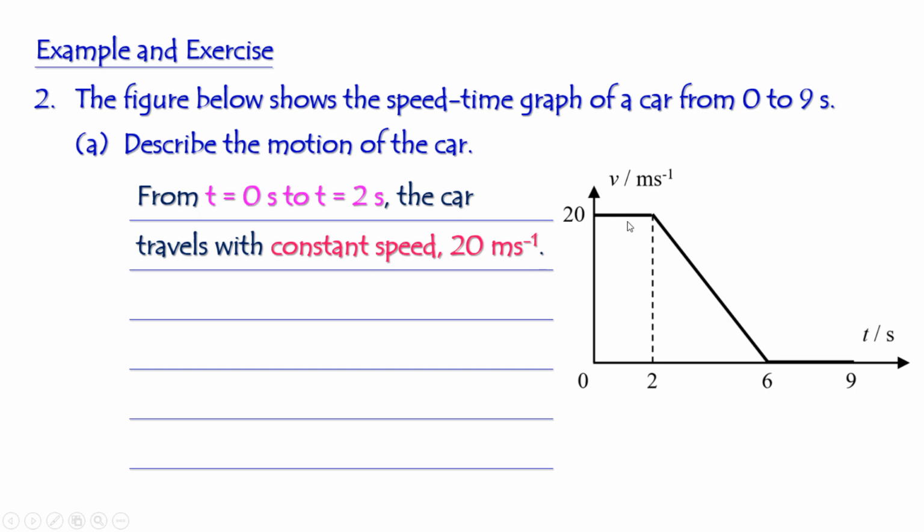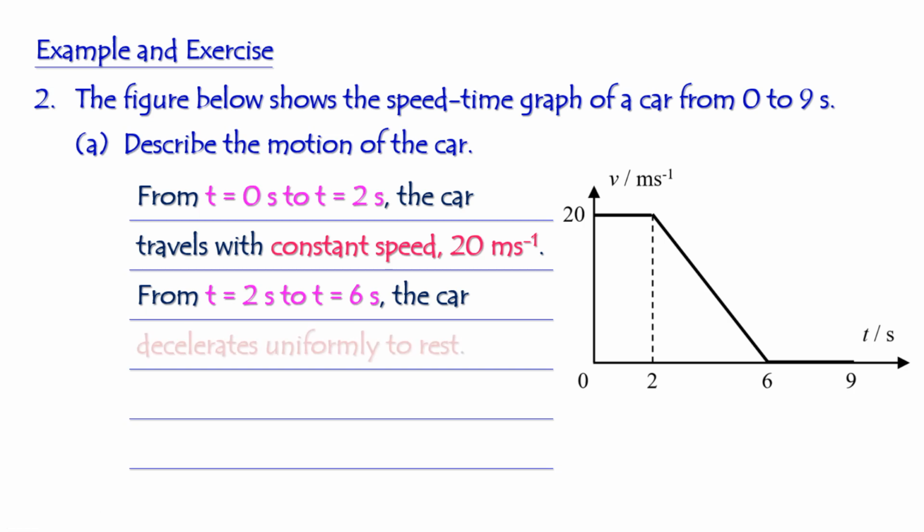Is it okay? And for the second part of the journey, it is from 2 seconds to 6 seconds. The car travels with, what is this one? Yeah, it is not accelerate. It is decelerate. And it is a straight line. So you should tell me the car decelerates uniformly or with uniform deceleration.